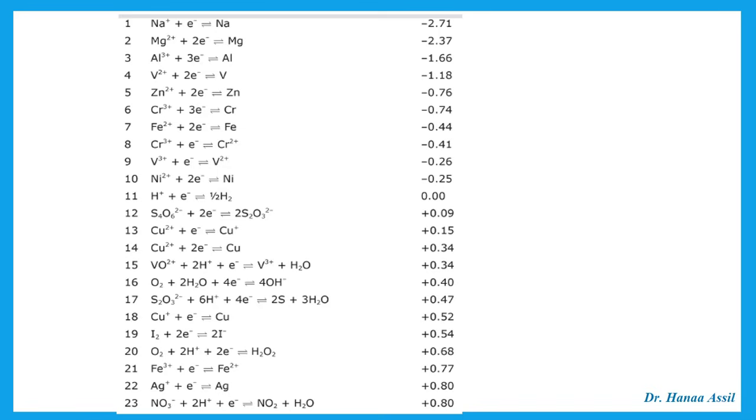So in your data booklet, you're going to have this. This is the list of standard electrode potentials. They are all reduction potentials. So all of these are standard reduction potentials. They are arranged from reduction potentials that are more negative to the ones that are more positive. We said this is all in relationship to the hydrogen electrode, which is given a value of 0.